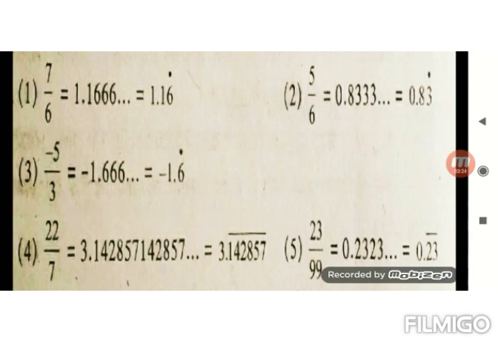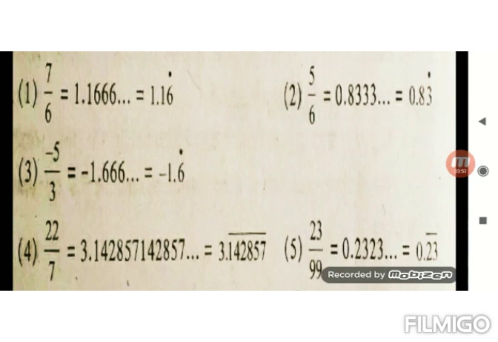22 upon 7 is equal to 3.142857142857. Here 142857 is repeating. 23 upon 99, the answer is 0.2323 and here the number 23 is repeating.